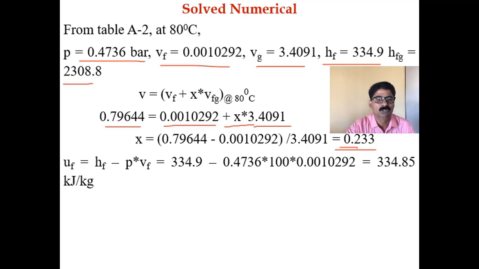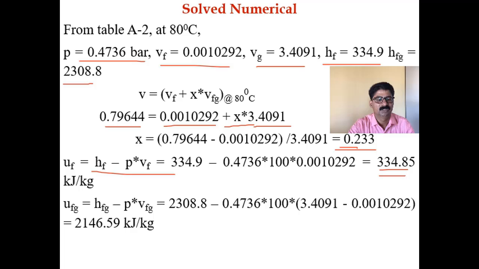Okay. So your Uf is nothing but Hf minus P into vf. You see, Uf is equal to Hf minus P into vf. If you substitute, you will get Uf as 334.85 kilojoules per kg, and Ufg as Hfg minus P vfg. Same condition, 80 degrees Celsius. Okay, all these values you have to note down at 80 degrees Celsius.